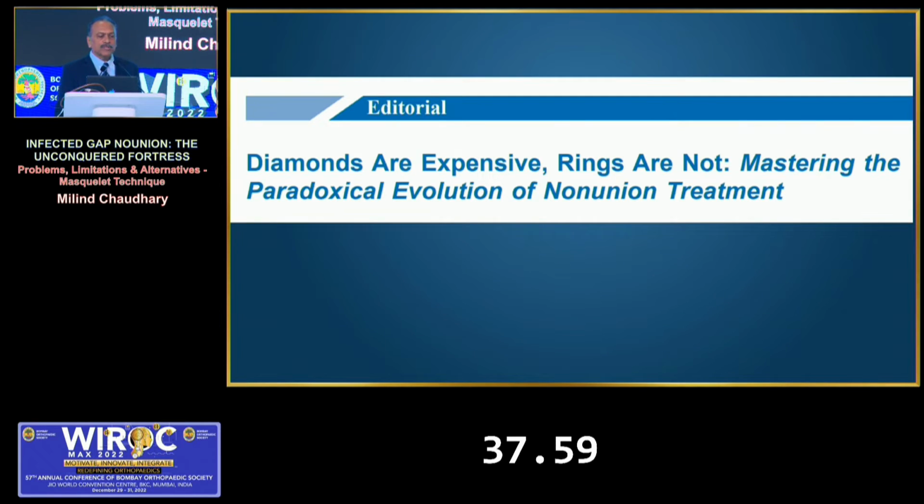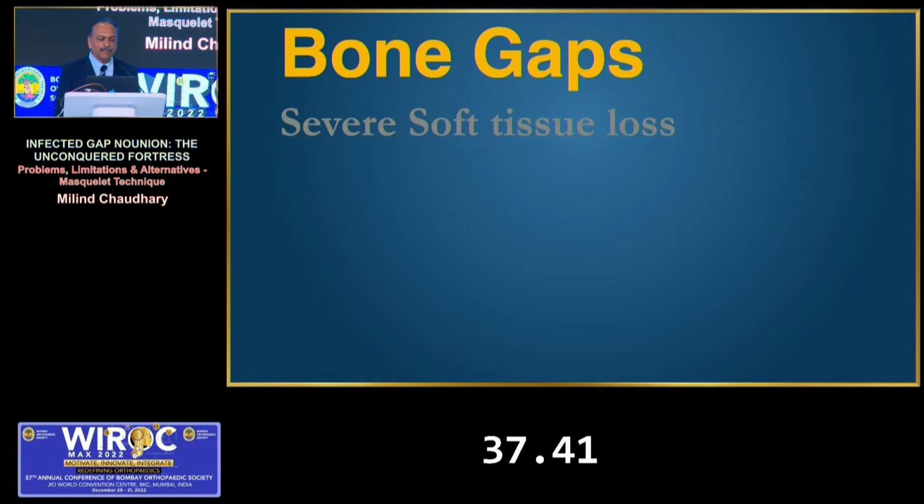So something I wrote up, the diamond concept is what Giannoudis has propagated. You take this Masquelet technique and then you add DBM, bone grafts, and BMP. This is the diamond technique. So diamonds are expensive. Rings are not. It's very good to remember that for many of your patients.